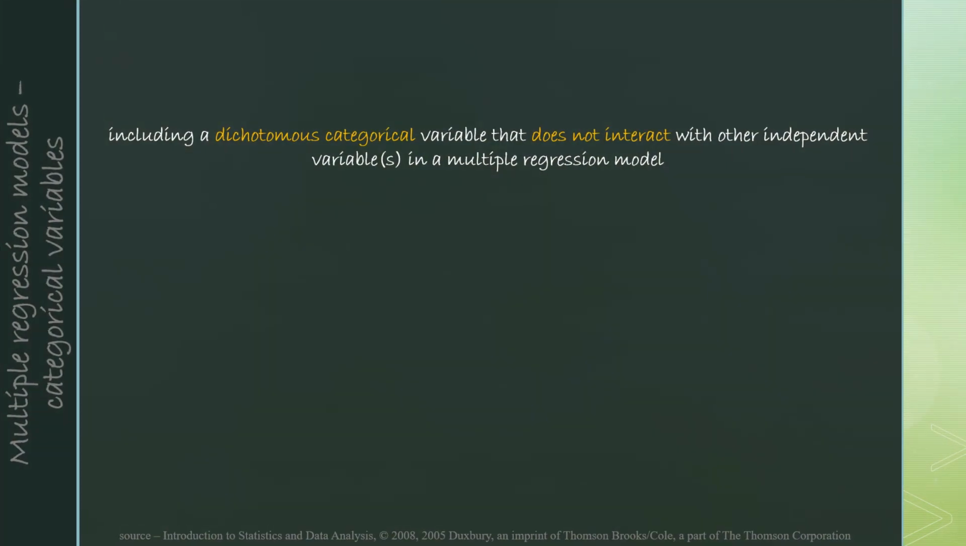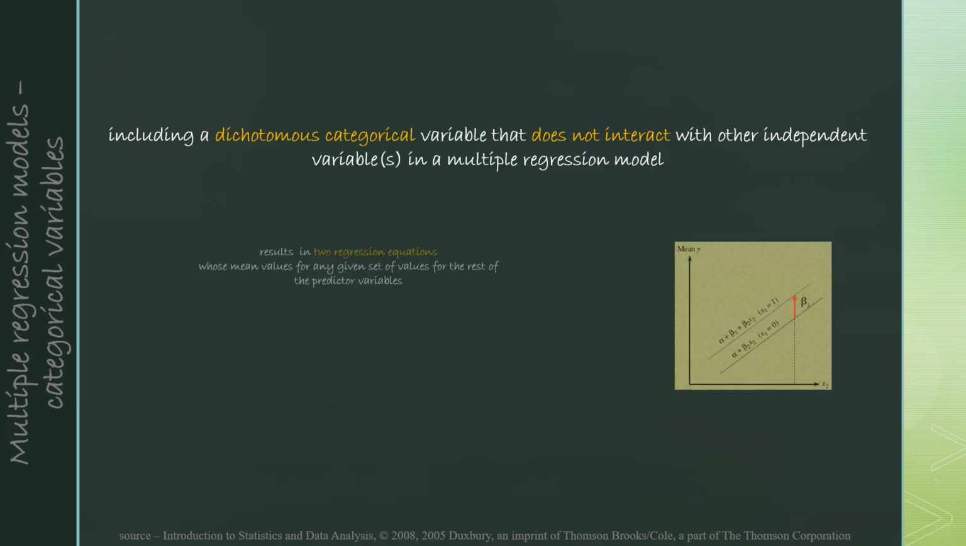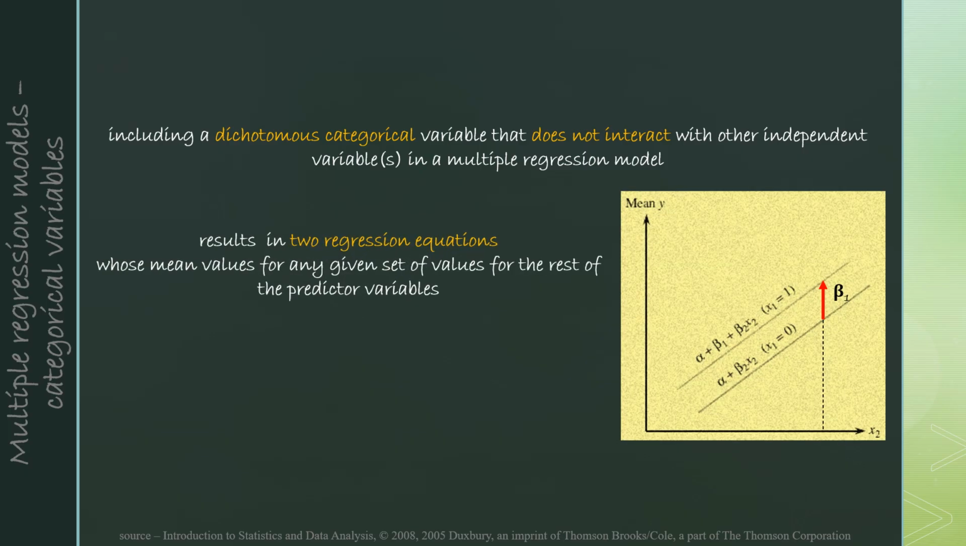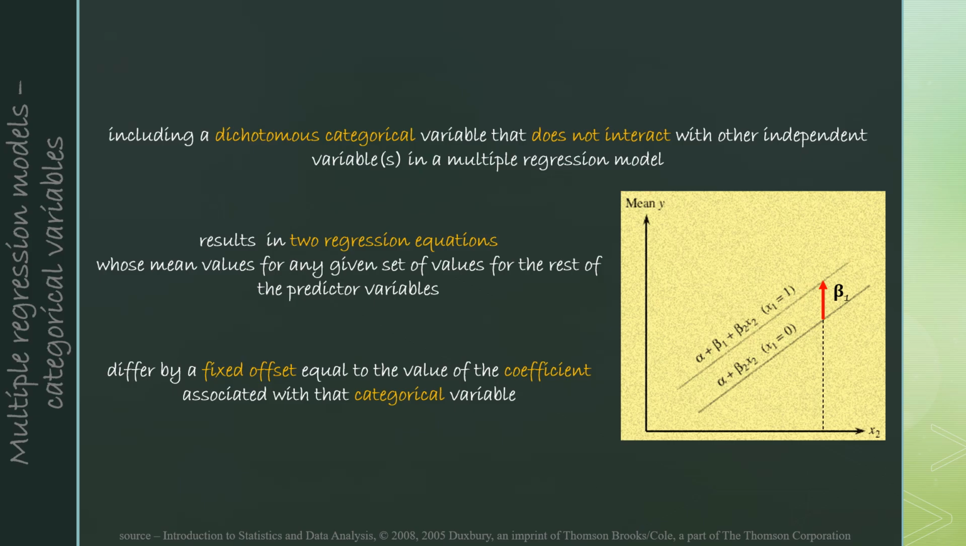Therefore, including a dichotomous categorical variable that does not interact with other independent variable or variables in a multiple regression model results in two regression equations whose mean values for a given set of values for the rest of the predictor variables differ by a fixed offset equal to the value of the coefficient, which is the beta coefficient, associated with that categorical variable.